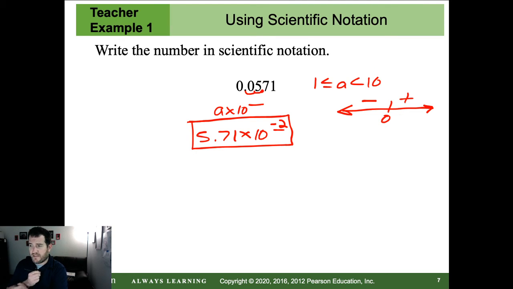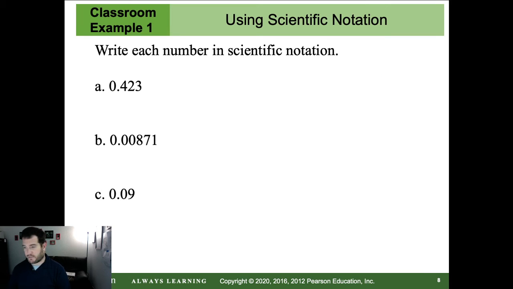Take a second and look at that. Like I said, A is going to be between 1 and 10. I did that by making it 5.71. The decimal point that I had to do was right there. So to get it back to the original one, I'd have to move 2 to the left, which is why this is a negative 2. Okay? So go ahead and pause the video and try these out.